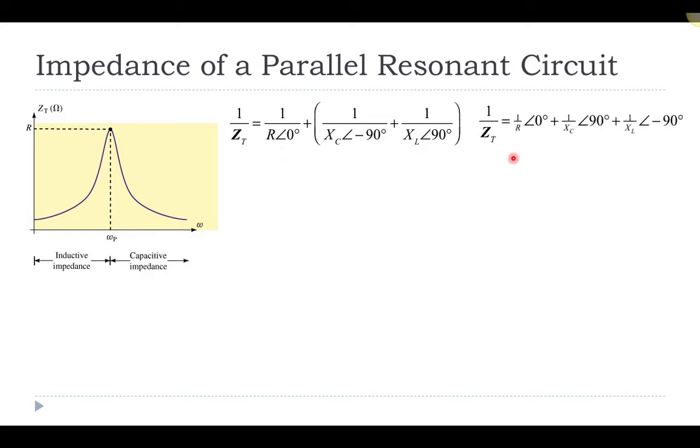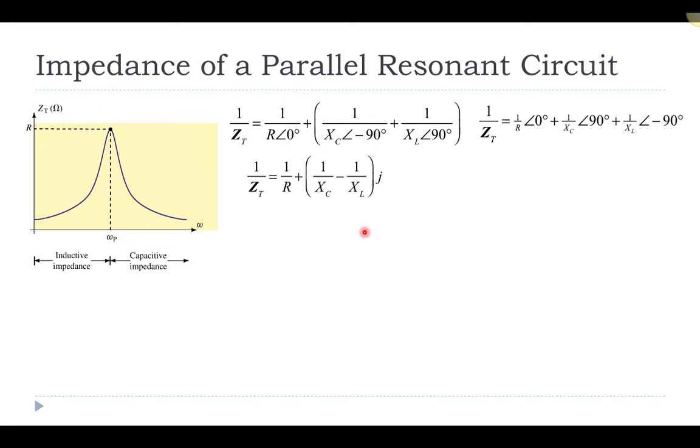And so if I do a little bit of complex division, I have something that has a real part, and then I have the two reactive components that have imaginary parts. If I convert that into rectangular form, I get that 1 over the total impedance is 1 over the resistive piece plus 1 over the capacitive piece minus 1 over the inductive piece, and that's in the imaginary part, right? So this would end up giving me an imaginary positive real number and an imaginary negative real number.